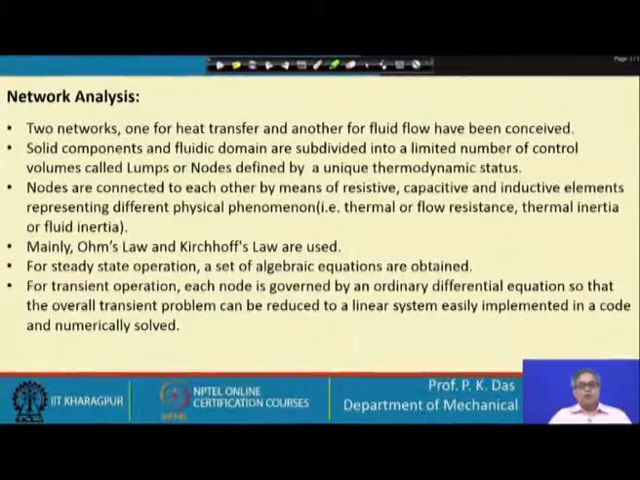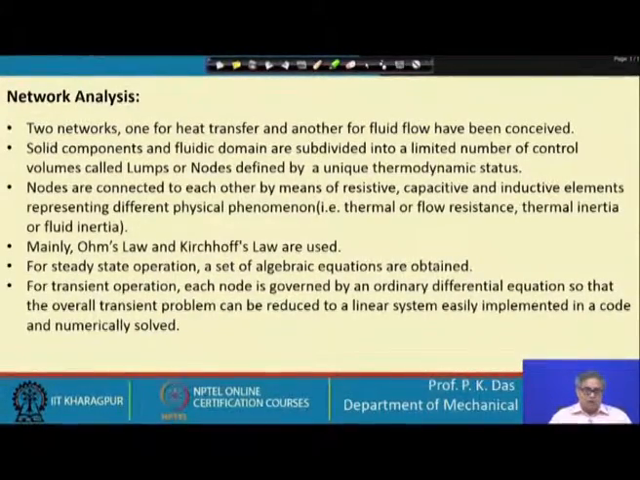Two laws of electrical network analysis are very often used. One is Ohm's law and another is Kirchhoff's law. These two laws are very commonly used for the analysis of such kind of network. For steady state operation, a set of algebraic equations are obtained. So, if it is a steady state operation, obviously we will get an algebraic set of equations.